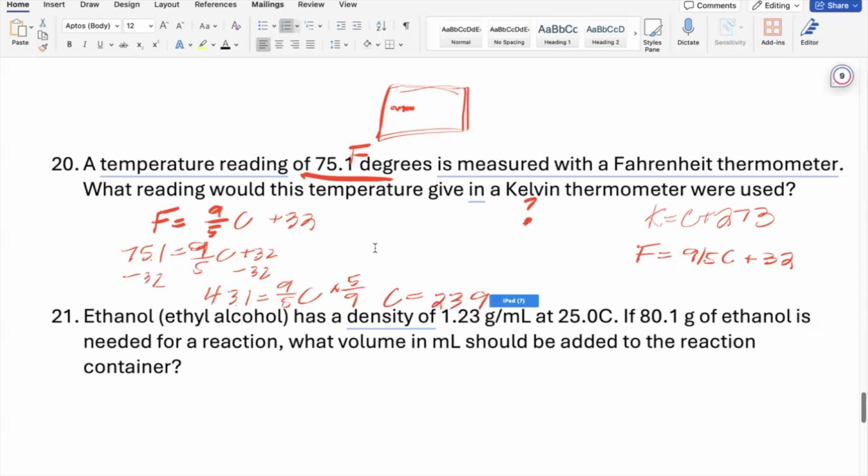Right? So now I have C, and I can plug that into this formula up here to get Kelvin, which happens to just be plus 273, which is great and easy. So our final answer is 296.9 degrees Kelvin.